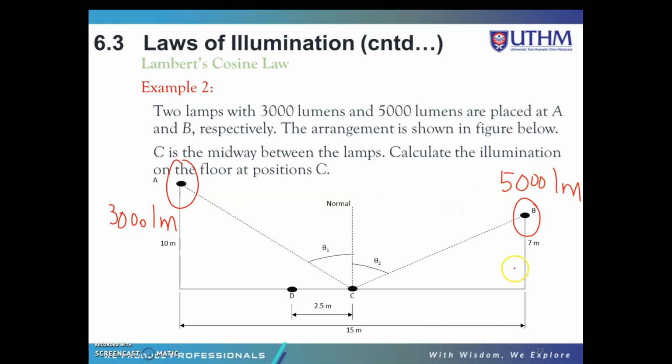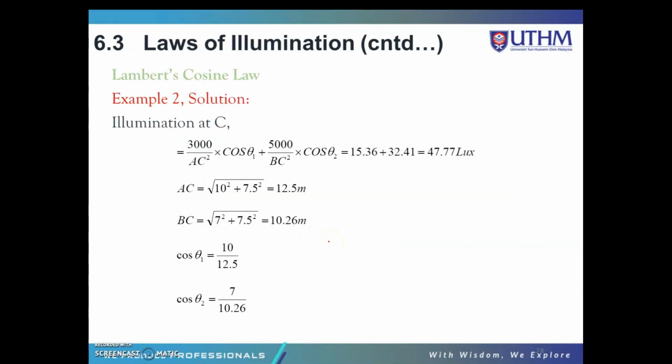C is the midway between both lamps. We have to calculate the illumination on the floor at position C. We have to use Lambert's cosine law because there is an angle between the point source and the surface. So for the solution of example 2, we have to calculate the illumination at point C.